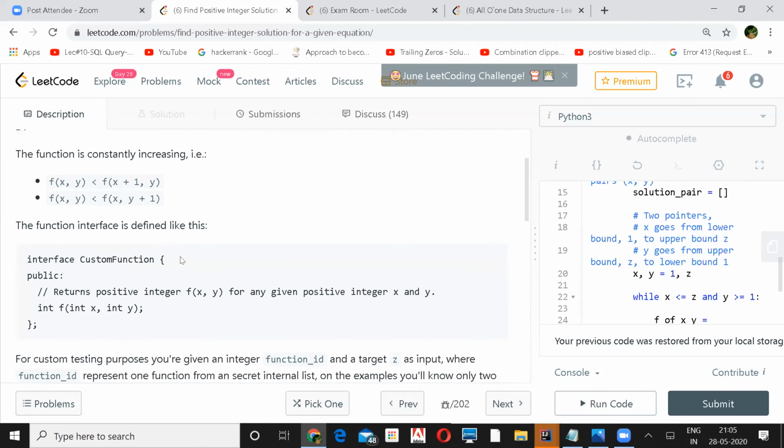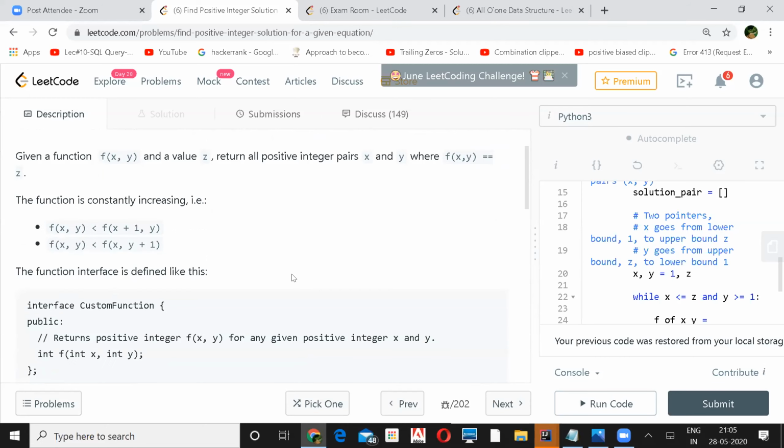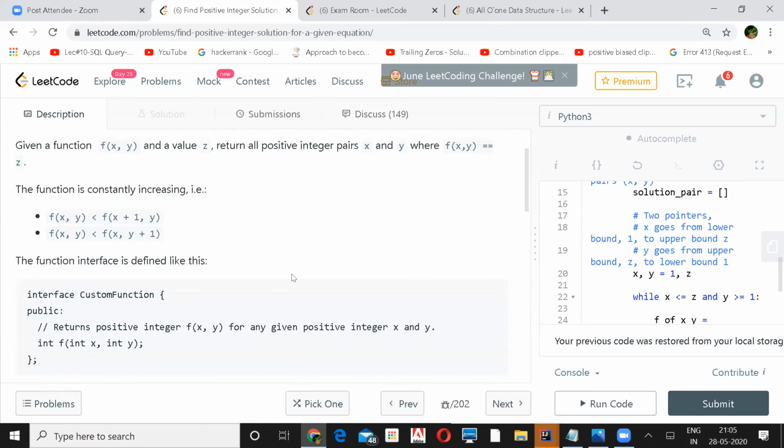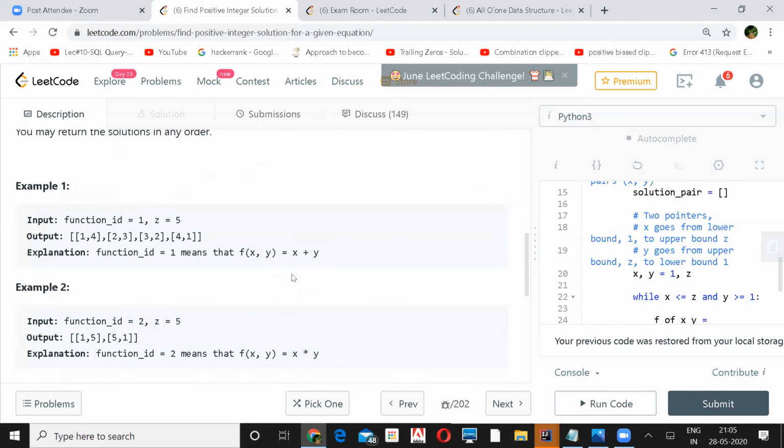Yeah, any queries in this? Well, no queries as such, but when you look at example one and example two, they say the input is function underscore ID, which is given as 1 and 2. So 1 is for addition and 2 is for multiplication. That is what it states, right?